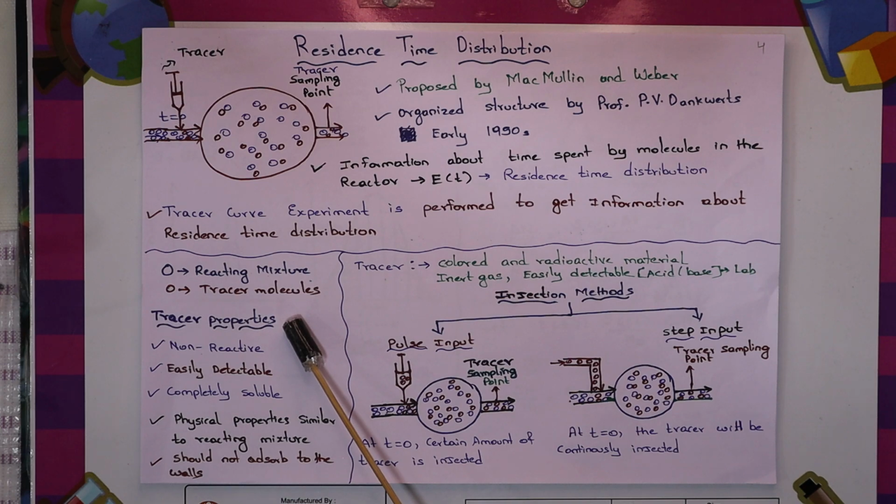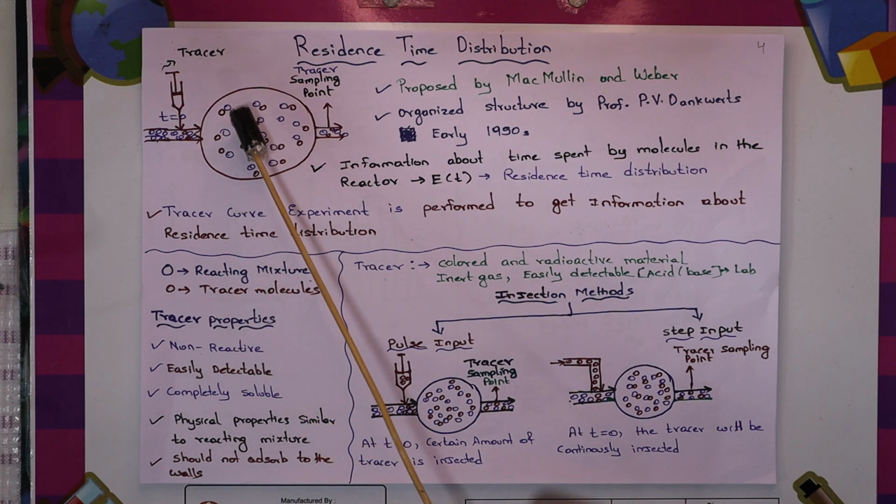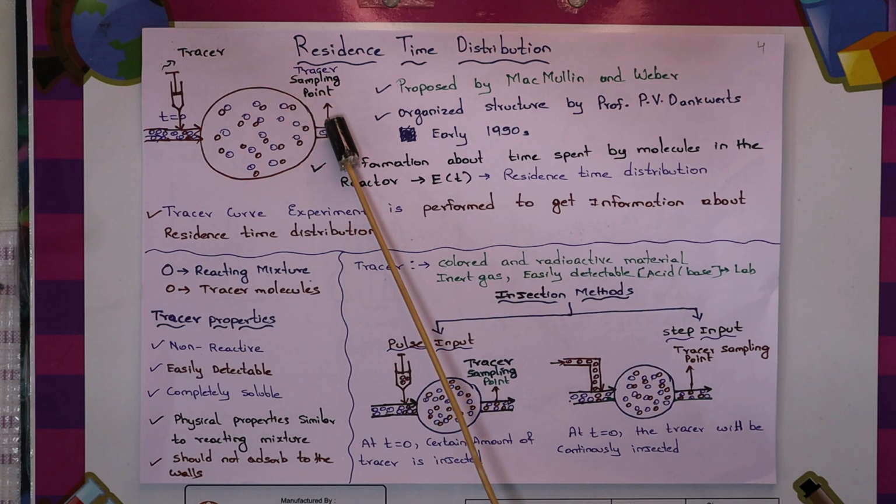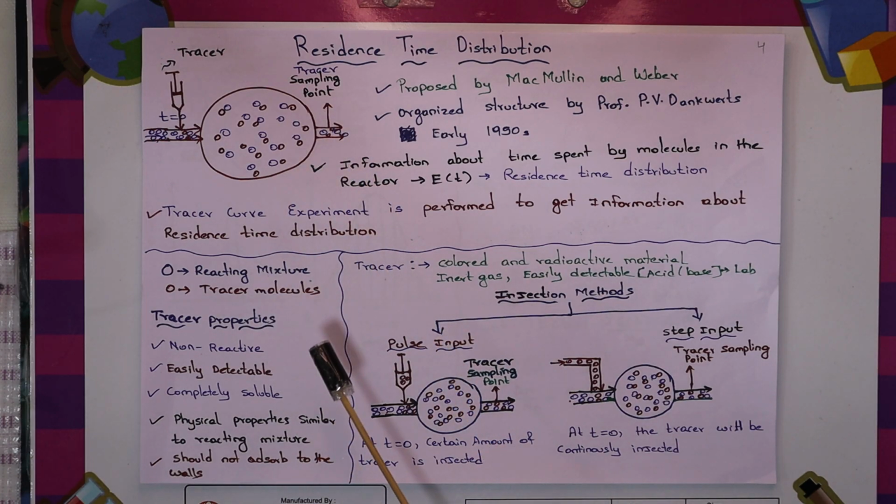The tracer properties can be, it should be non-reactive. That means if the tracer molecule is consumed in the reactor, you cannot detect it at the exit. The first tracer property should be non-reactive. It should be easily detectable through titrations or other measurement techniques, so that you are able to find out the amount of tracer at the exit.